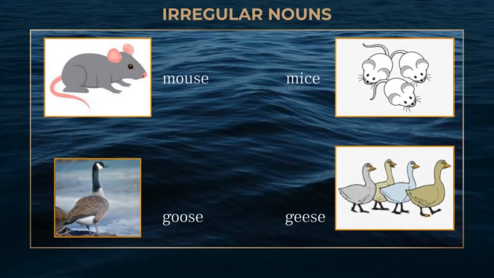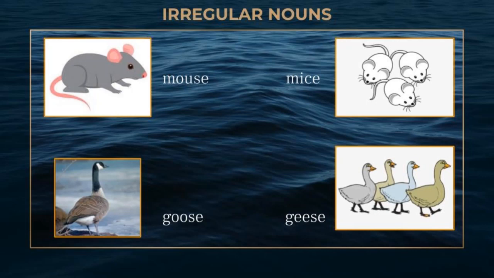What is given in the first picture? It is a mouse. A mouse is a singular noun. Then what is the plural form of mouse? It is mice. The plural form of mouse is mice. M-I-C-E, mice. Students, already we have learned that irregular nouns do not follow any rules. They are spelled differently. So mouse is a singular noun and the plural form of mouse is mice.